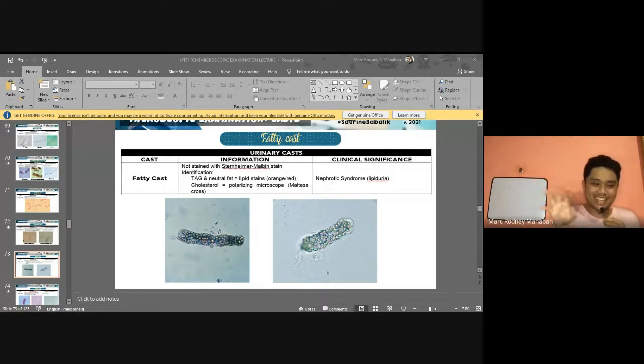So, fatty casts and fat globules, oval fat bodies, and if cholesterol is inside, this is where the Maltese cross formation can be seen. But if it is cholesterol crystals in itself, they do not exhibit, sorry, Maltese cross formation. Okay? So, later when we go to the different crystals.